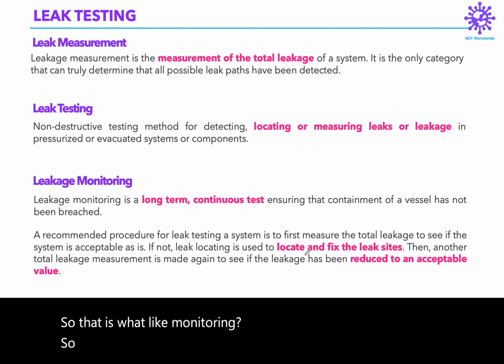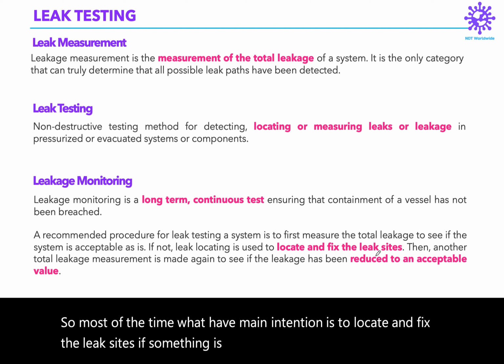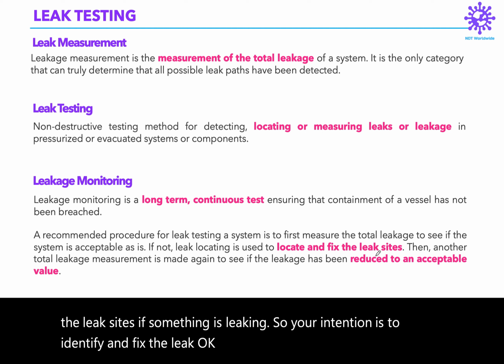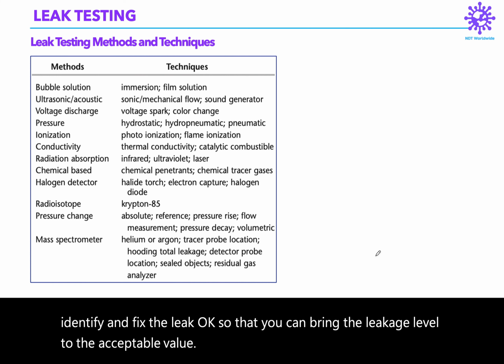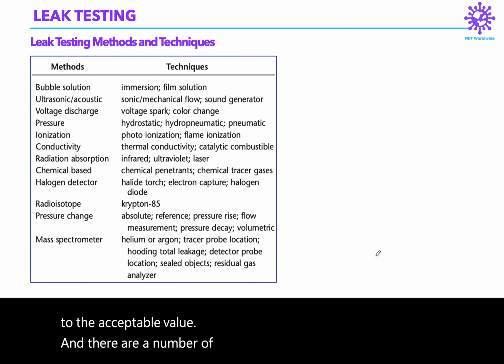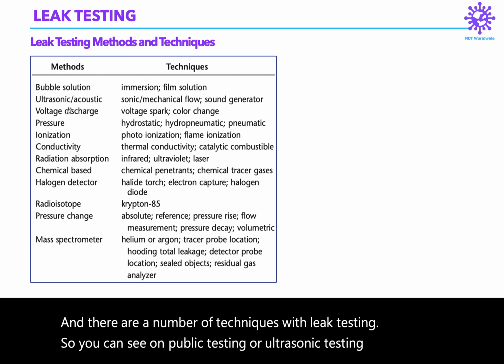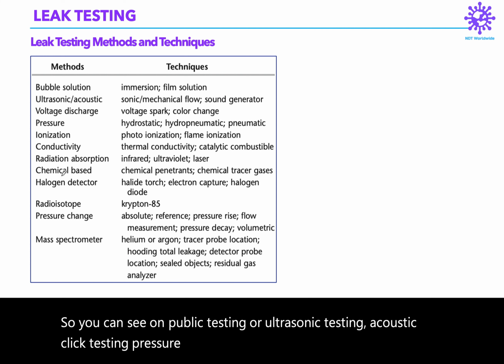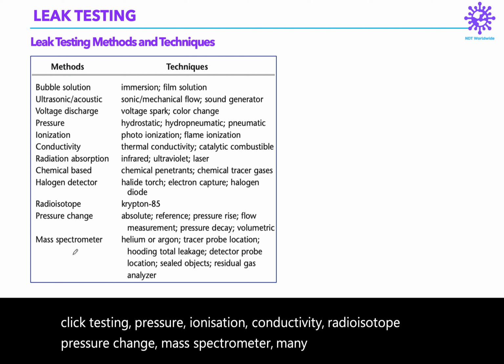Most of the time our main intention is to locate and fix the leak sites. If something is leaking, your intention is to identify and fix the leak, so that you can bring the leakage level to an acceptable value. And there are n number of techniques for leak testing: bubble leak testing, ultrasonic leak testing, acoustic leak testing, pressure, ionization, conductivity, radioisotope, pressure change, mass spectrometer, many techniques available in the market.